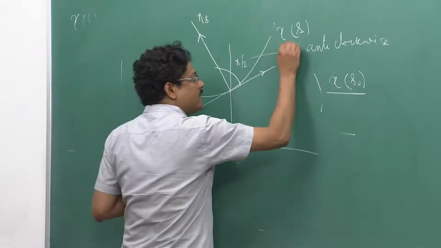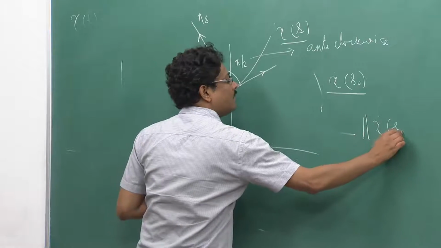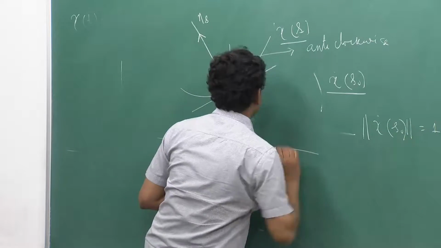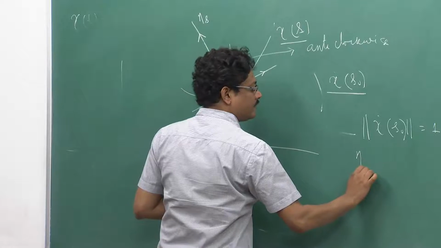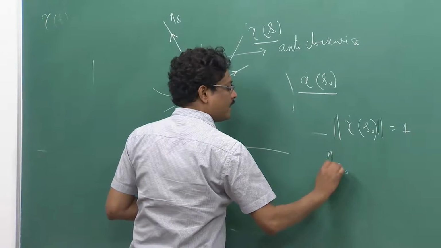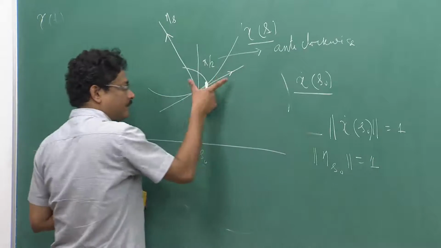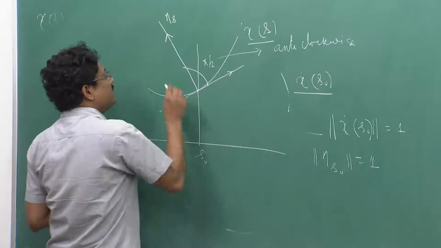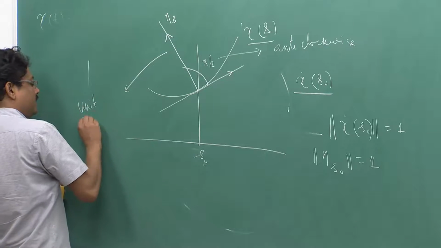Suppose I take unit speed parameterization, then gamma dot s naught has length 1, and therefore this eta s naught will also have norm 1, because rotating a vector does not change its length, and so this is called the unit normal.